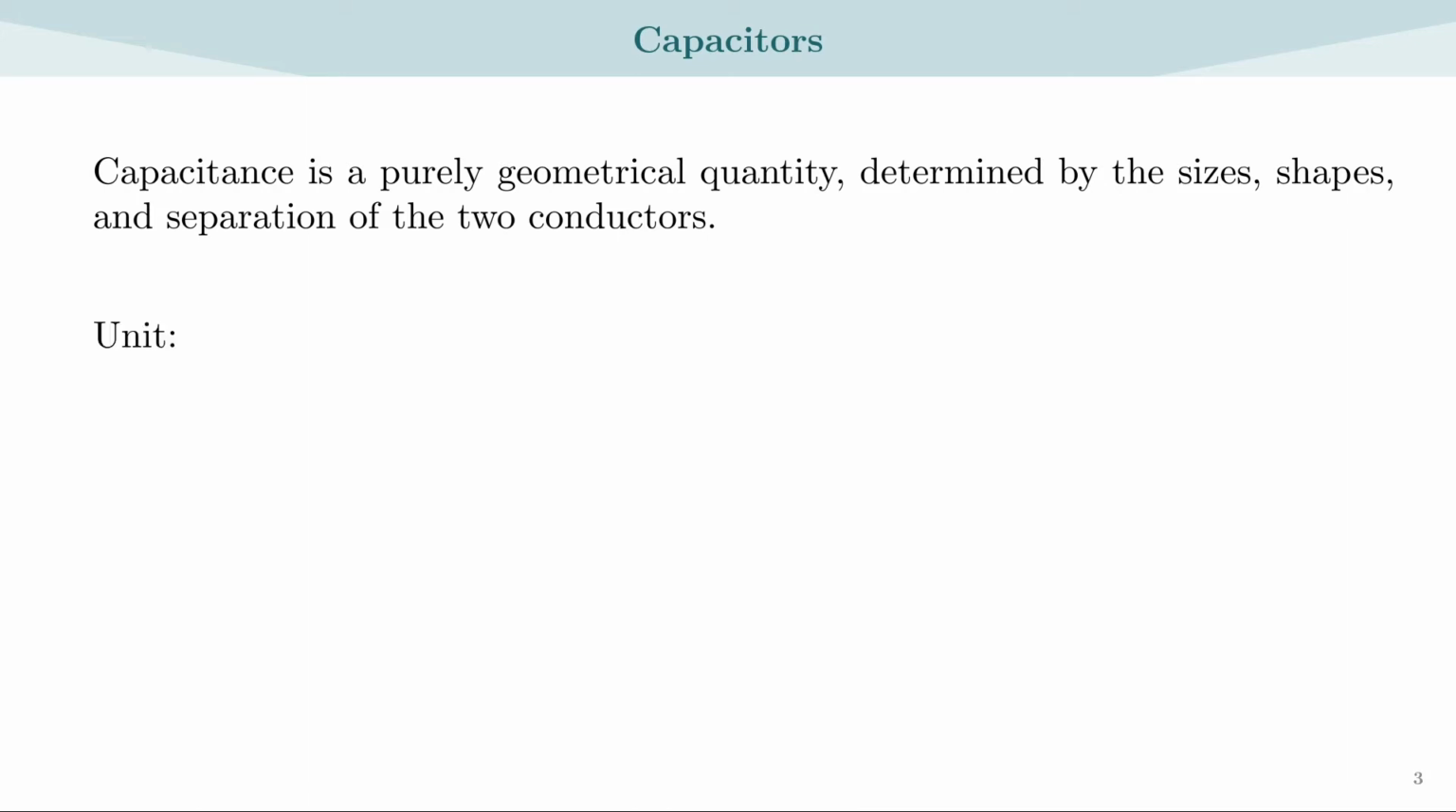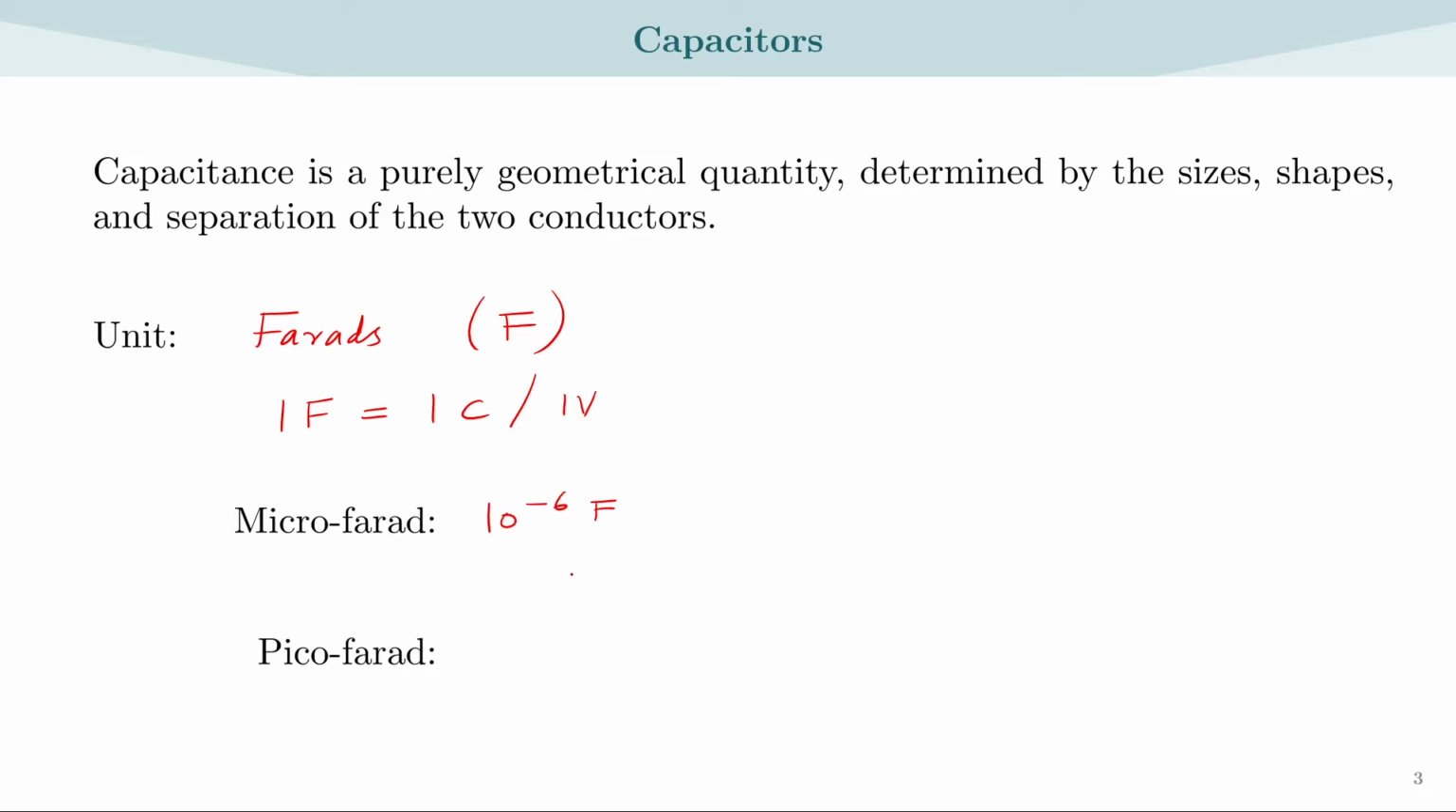In SI units, the capacitance is measured in farads. And 1 farad is equal to 1 coulomb over 1 volt. 1 farad is an inconveniently large value, and more practical units are microfarad, which is 10 raised to minus 6 farad, and picofarad, which is 10 raised to minus 12 farads.